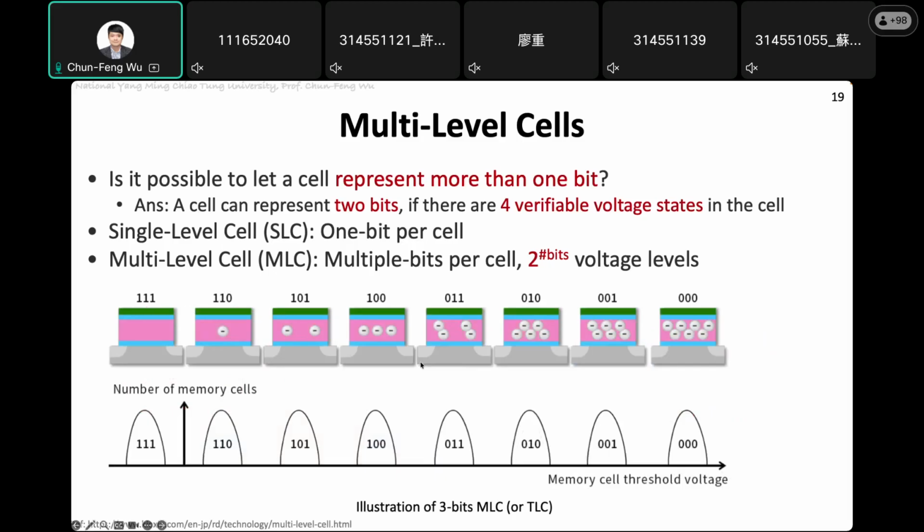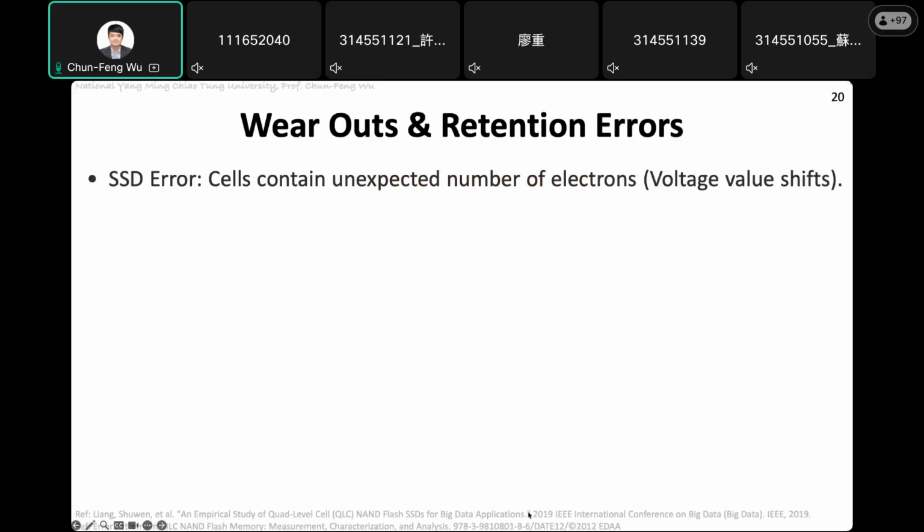Okay, so here is another figure. If you have a TLC, it means you have 8 different states here, from 111 to 000, and it's just about a different number of electrons pushed inside. But because this is a basic lecture in operating systems, I will not go into the details of how to do this. If you are interested in how to do the programming and how to read all this, you can take another memory storage systems course, which will teach you how to do this kind of programming and how to get the data out.